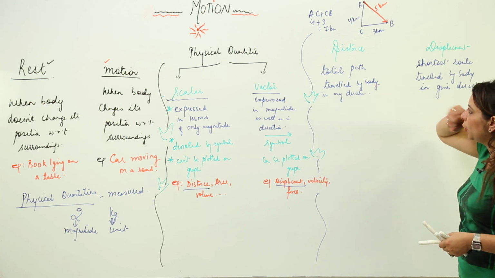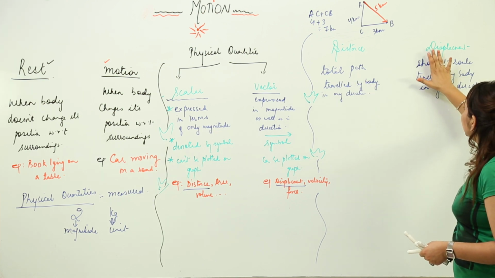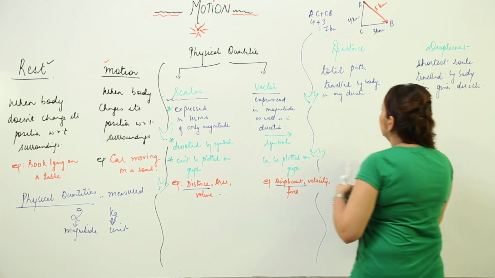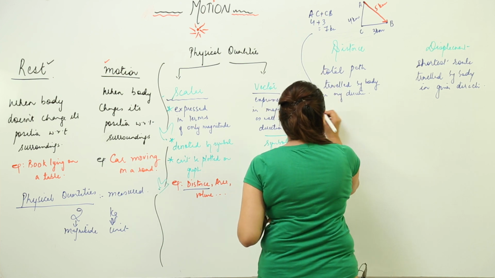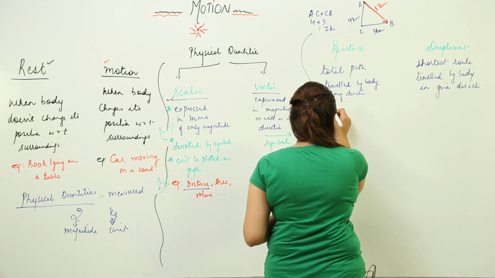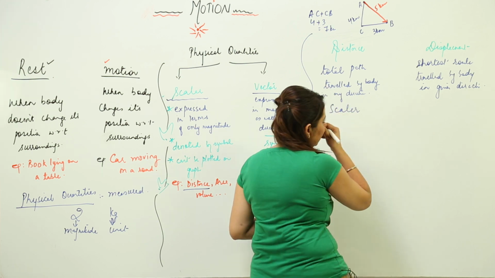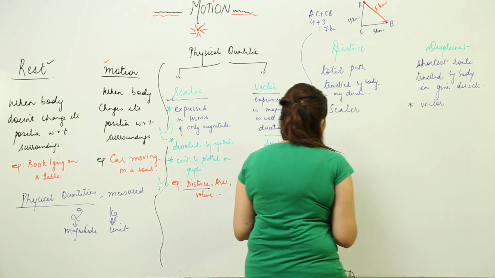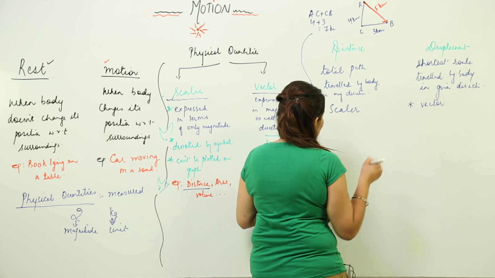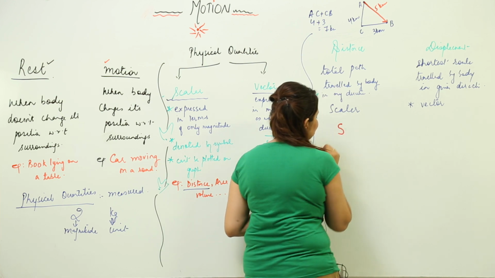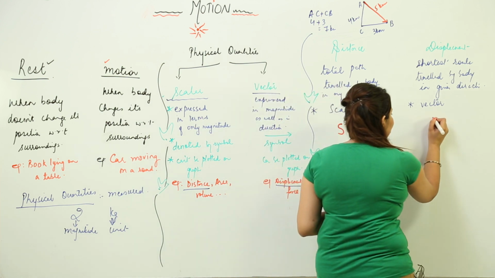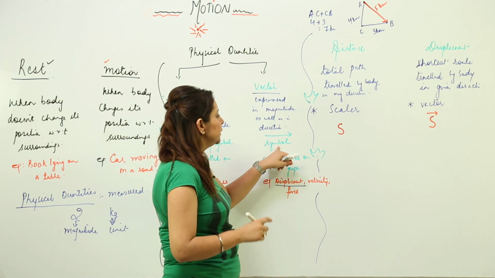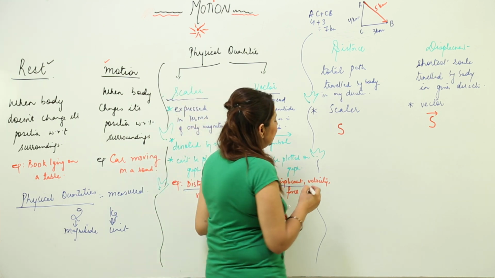So total path travelled by a body in any direction is distance, and displacement is the shortest route travelled by a body in a given direction. So distance doesn't specify the direction, so it is a scalar quantity. But displacement occurs in a given direction, so it is a vector quantity. How are we going to denote it? Obviously both of them are denoted by S, but when you write S like this, it specifies distance, and when you put an arrow on it, it means displacement, because we know that in vector quantities we put arrows, right?